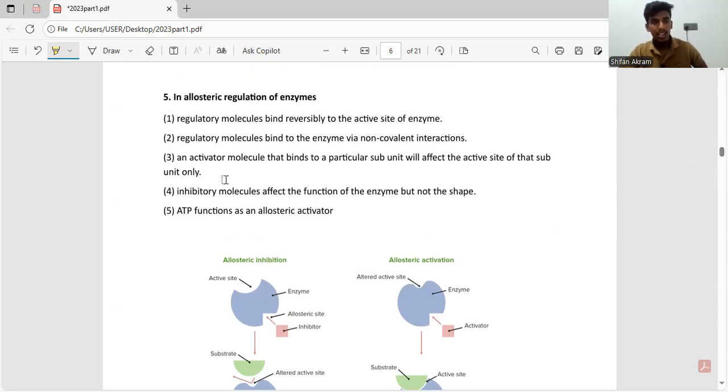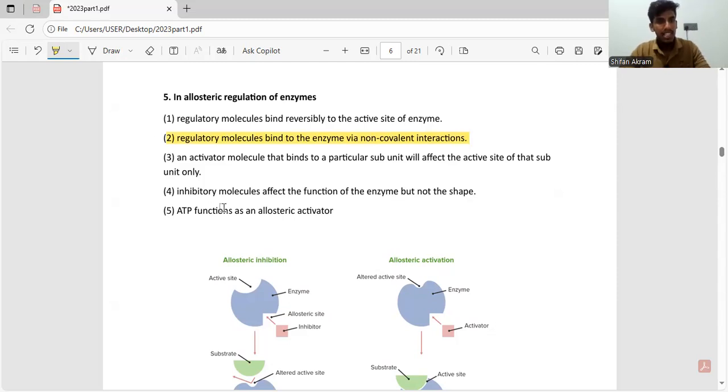The second statement says regulatory molecules bind to the enzyme via non-covalent interaction. We know the activator and inhibitor don't bind forever, they bind reversibly. So to bind reversibly, they should have non-covalent interactions. So the second statement is actually correct. I'll highlight it. Now let's go through the third, fourth, and fifth statements anyway.